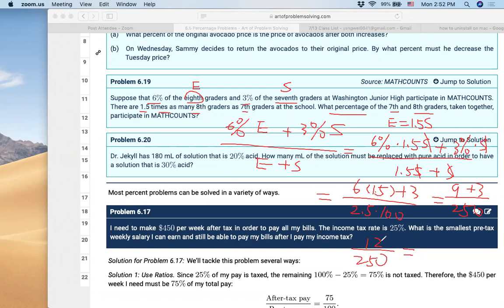So we can simplify this one's 6, this one 125. 6 over 125, we can still continue to simplify by 3, right? This one will be 2, this one will be 4. No, this one, we cannot simplify this anymore. So that's 6 over 125.